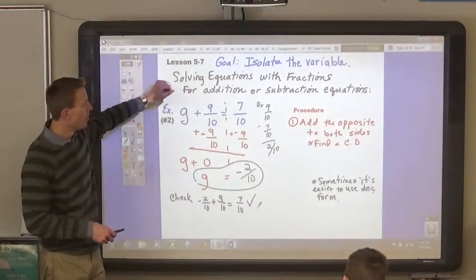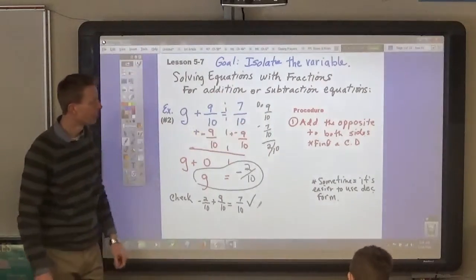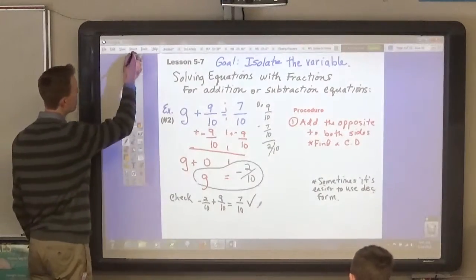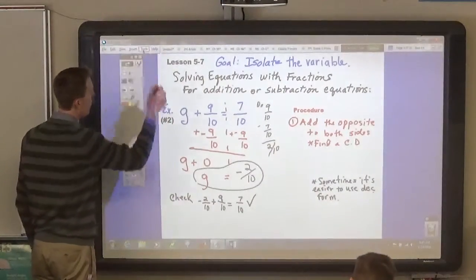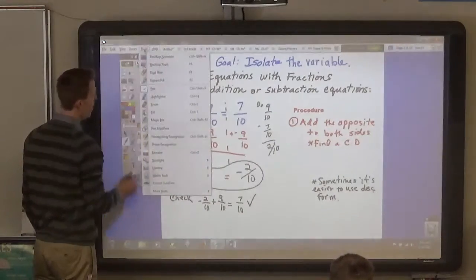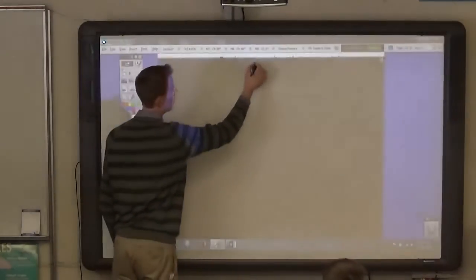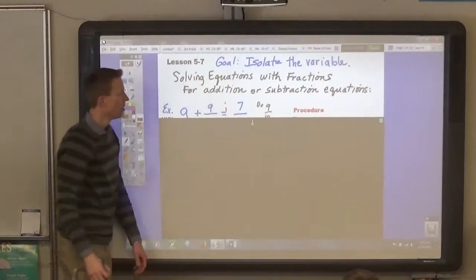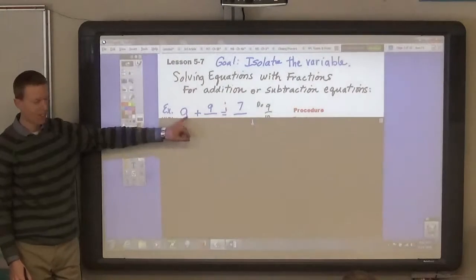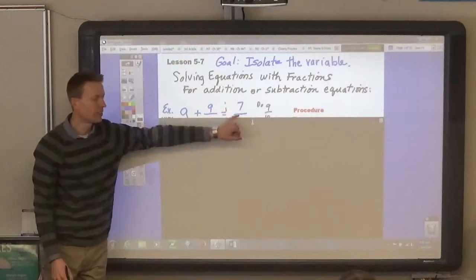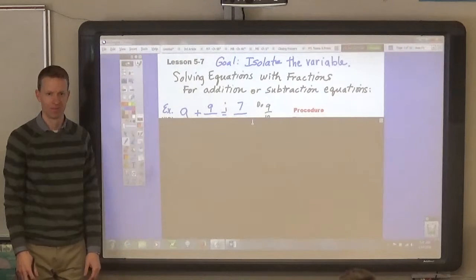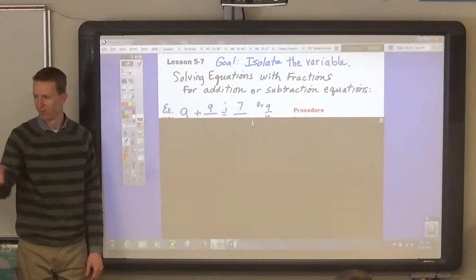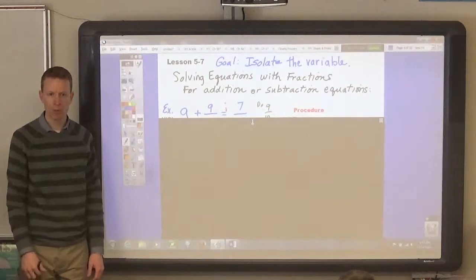Okay? Now, when we're solving equations with fractions, you're going to use the same type of procedure you used before. Imagine that it wasn't a fraction. What if we just had this? What if we just, this isn't g, it's still g. g plus 9 equals 7. What would g be? -2. How would you prove it?